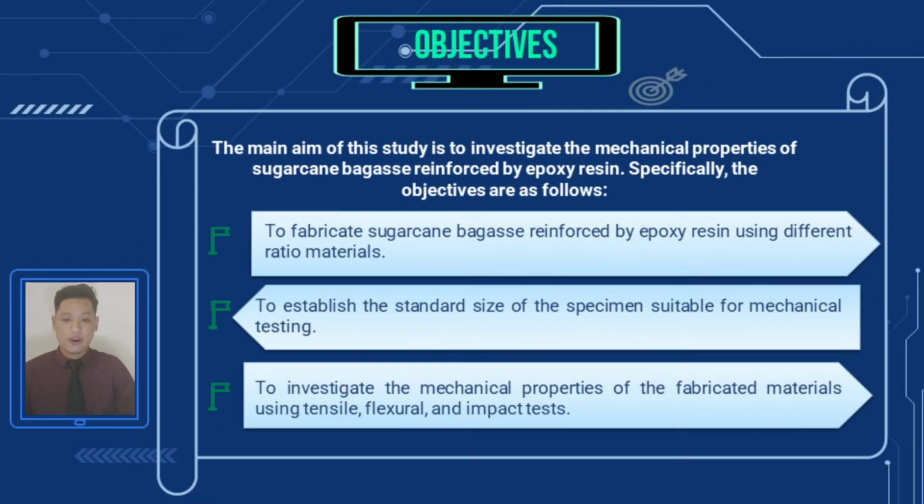Next is the objective of the research. The main aim of this study is to investigate the mechanical properties of sugarcane bagasse reinforced by epoxy resin. Specifically, the objectives are as follows. First is to fabricate sugarcane bagasse reinforced by epoxy resin using different ratio materials. Second is to establish the standard size of the specimen suitable for mechanical testing. And the last one is to investigate the mechanical properties of the fabricated material using tensile, flexural, and impact tests.